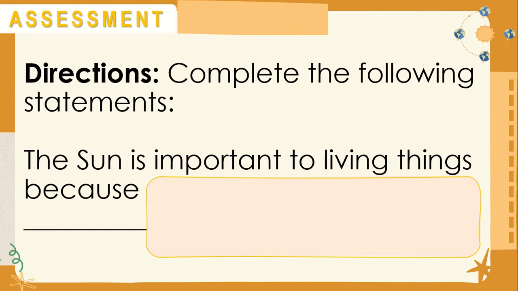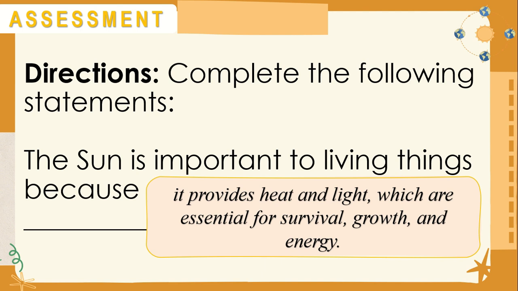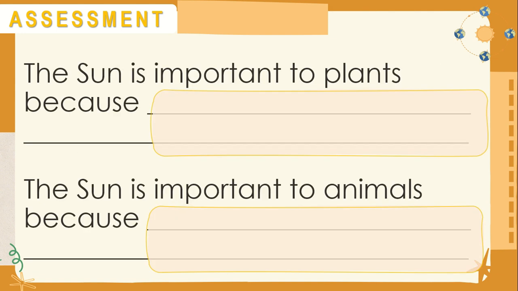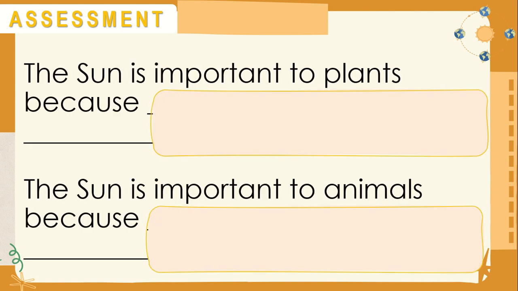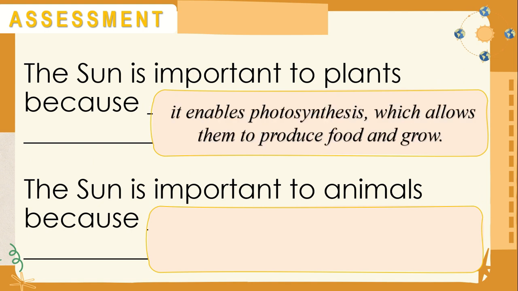For your assessment, complete the following statements. The sun is important to living things because it provides heat and light, which are essential for survival, growth, and energy. The sun is important to plants because it enables photosynthesis, which allows them to produce food and grow.